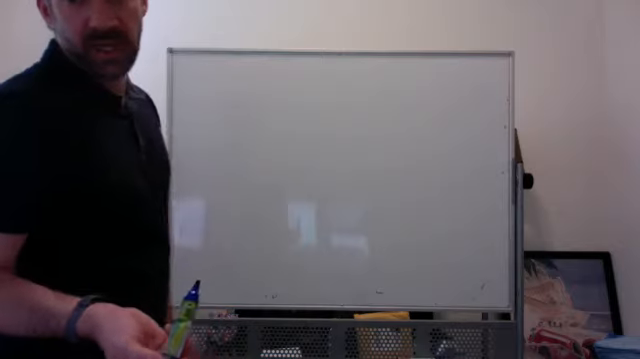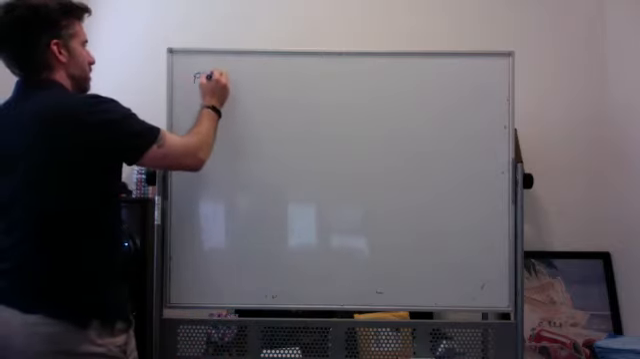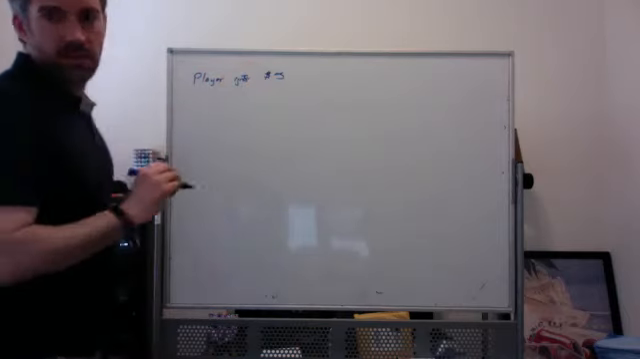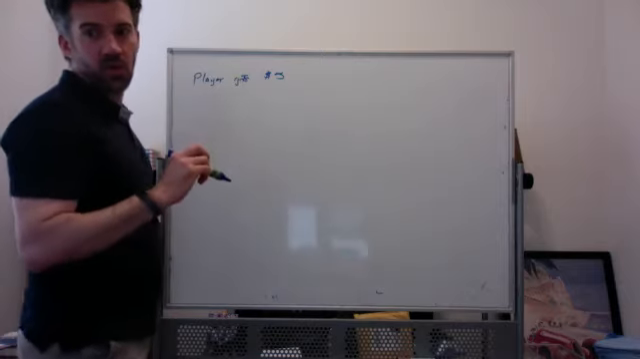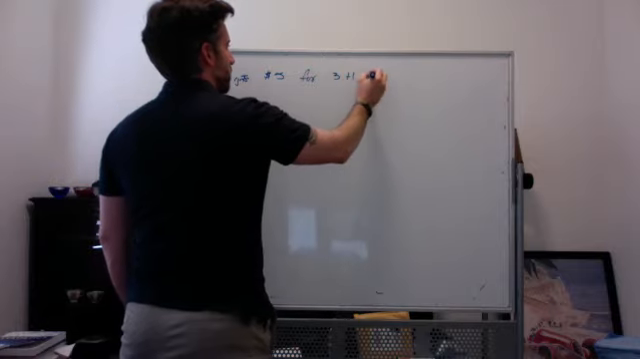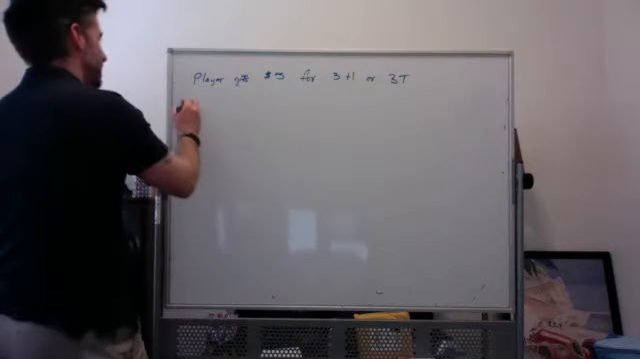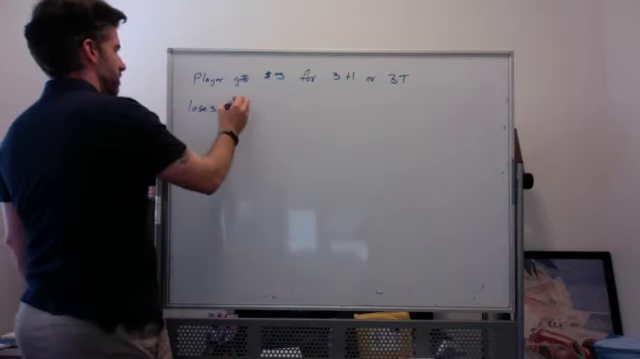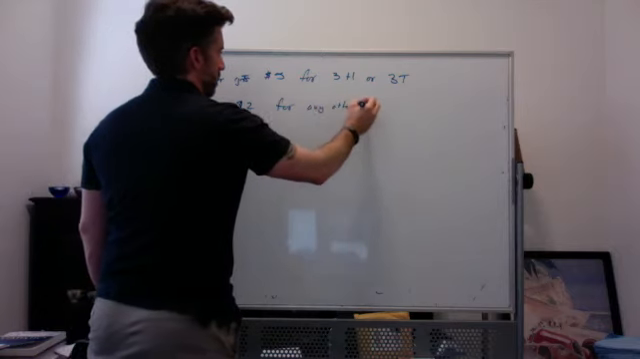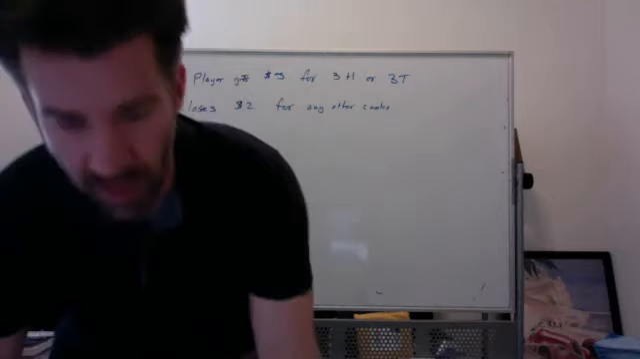So suppose a game is made in which a player gets $5 for flipping 3 heads or 3 tails. They're flipping 3 coins. And they lose $2 for anything else, for any other combo. So that could be 2 heads and 1 tail, or 1 head and 2 tails.